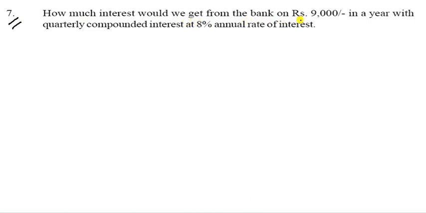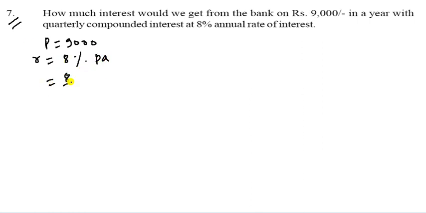So let us start the seventh question of this exercise. How much interest would we get from a bank on rupees 9000? So principal is given as 9000 rupees in a year with the quarterly compounded 8%. So that rate is given as 8% quarterly.